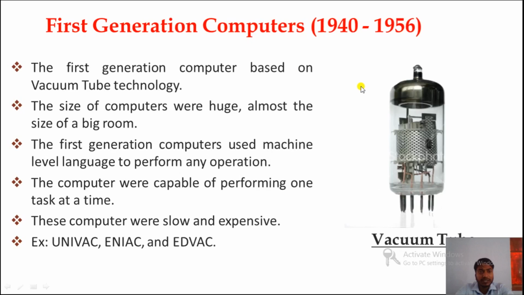Today let me tell you the important points we discussed in the last class. Here you can see the first generation computer, and the duration was 1940 to 1956. That means first generation computers were developed between 1940 and 1956. The main technology used was the vacuum tube, and the examples of first generation computers were UNIVAC, ENIAC and EDVAC. Clear?